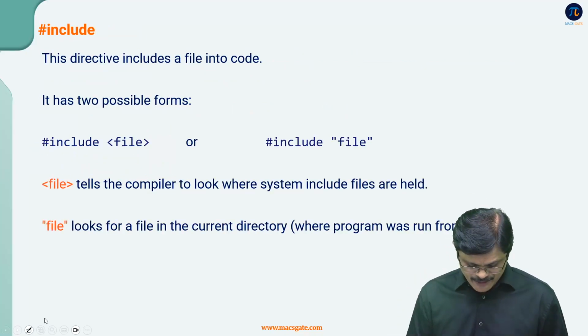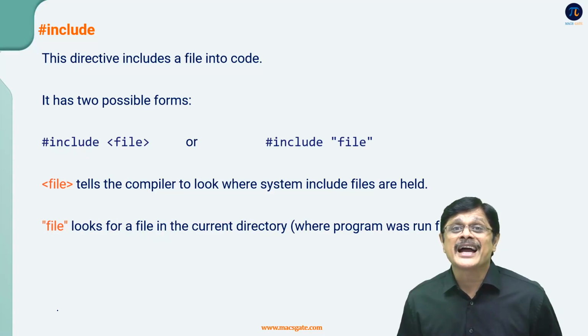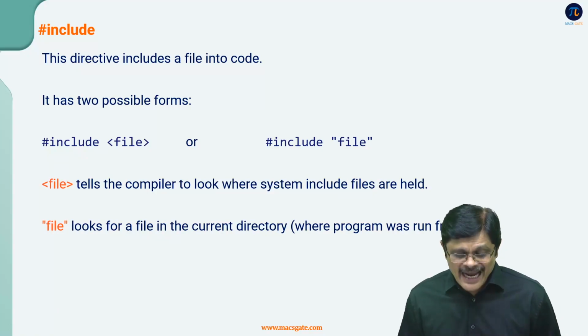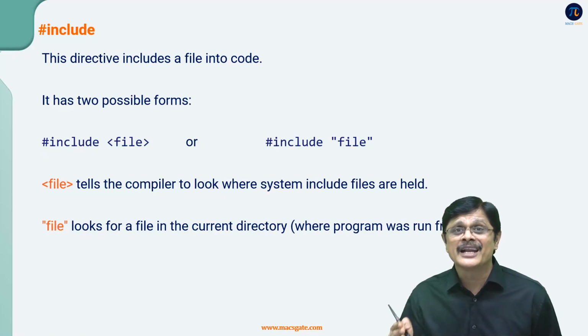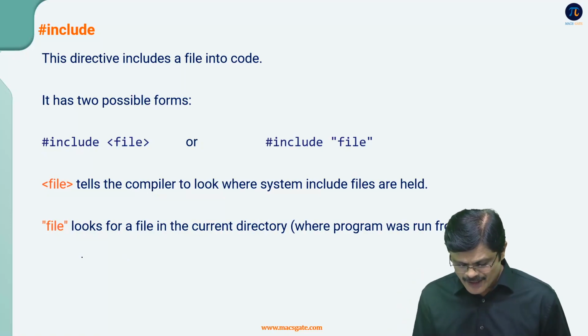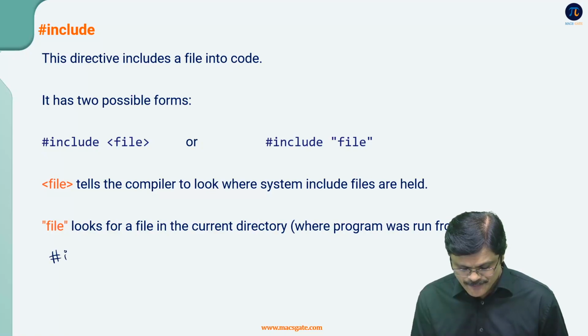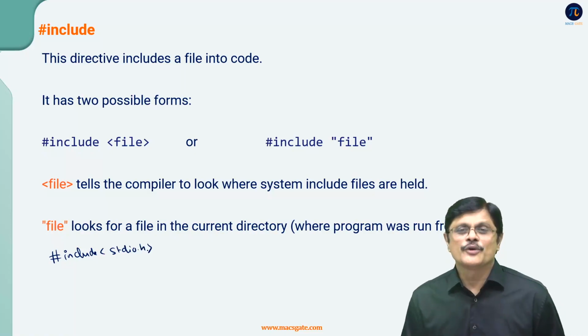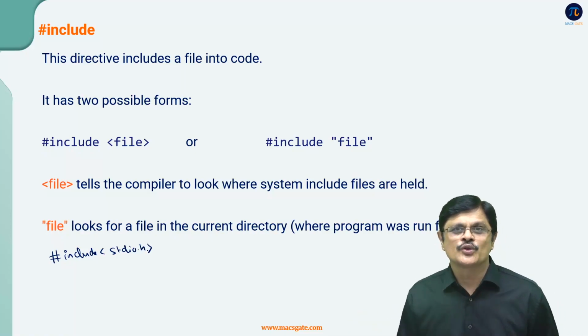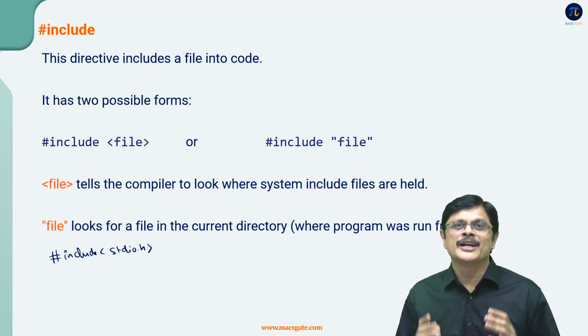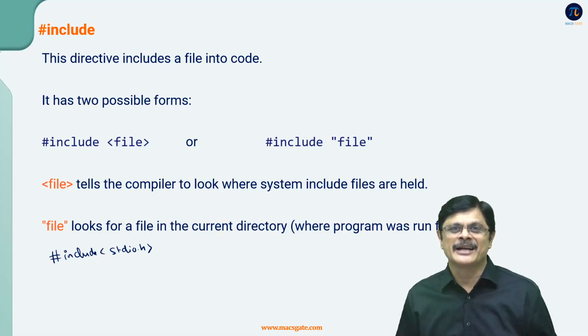The first part of this preprocessor is the #include directive. The #include directives are used to include a file into your source code. You all remember we use this #include <stdio.h>. Whenever you write this in your source code, the preprocessor will include this particular file into your source code and the code gets expanded.